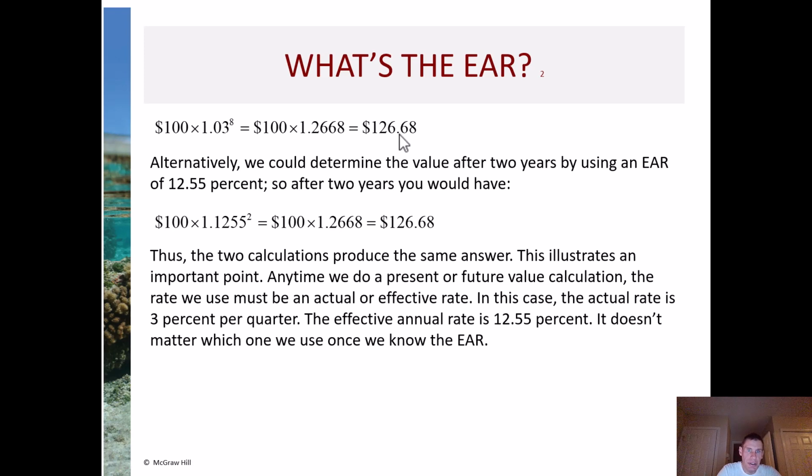Alternatively, we could determine the value after 2 years by using the EAR of 12.55%. After 2 years, you would just have, look what I did here, 100 times 1.1255, i.e. 12.55%, to the power of 2, because it's 2 years. And then again, we get the same number. So it's just different ways that we can do this.